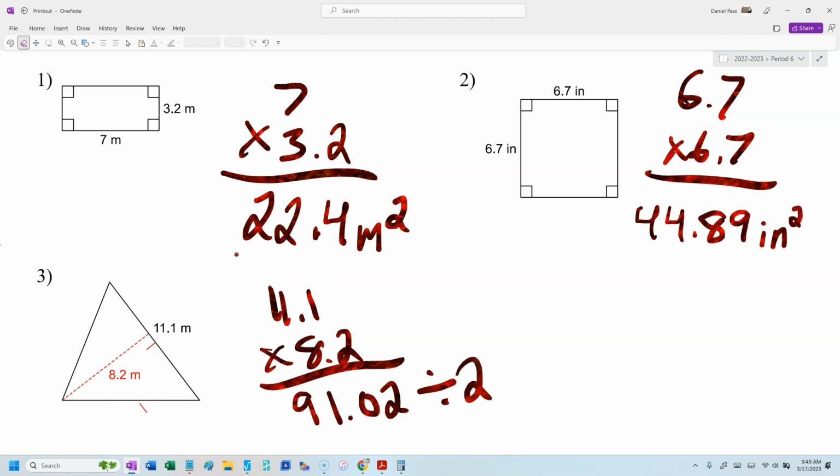Divide by 2, just like we looked at on GeoGebra, our favorite website. Is it your favorite website? No, not really. Okay, anyways, what's the answer? 45.51. Say it again. 45.51, okay. And that's meters squared. They're all meters and inches.